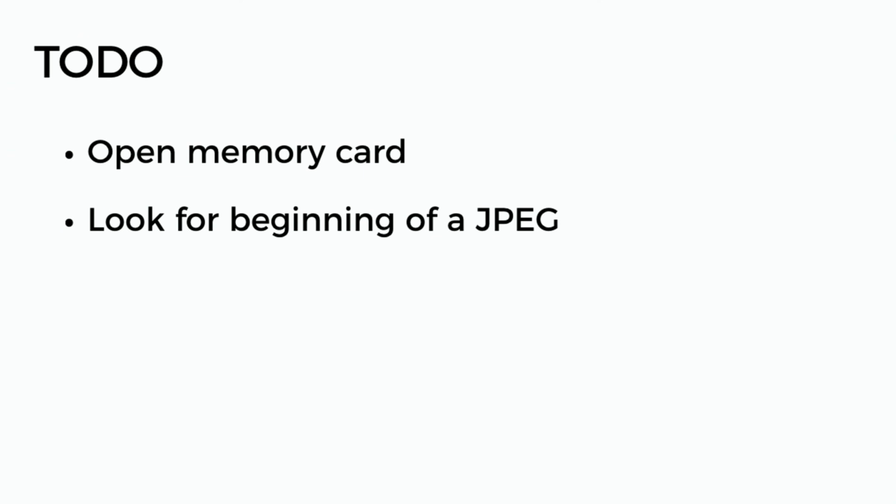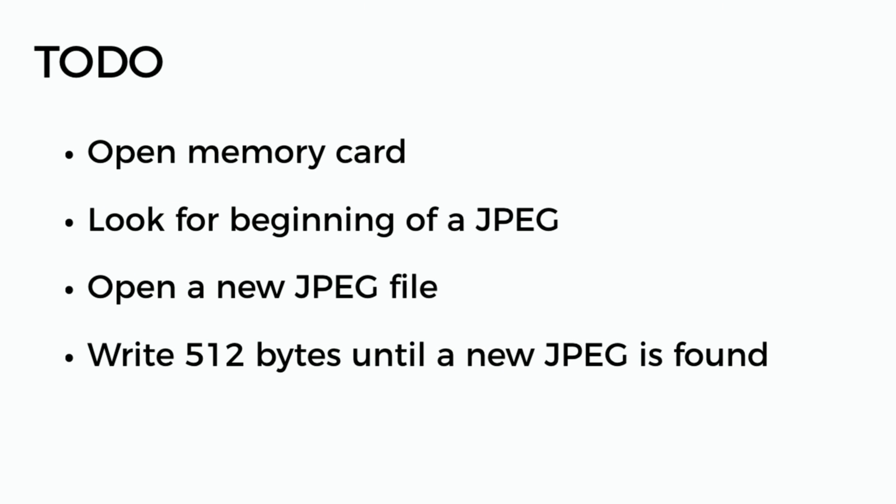Well, first, you're going to want to open the memory card file that we'll give to you. Then, you're going to look through that memory card file for the beginning of a JPEG file. Once you find a JPEG file, you're going to open a new JPEG file that you're going to start writing to, and you're going to keep writing data in 512-byte chunks until you find a new JPEG file, at which point you can close the old one and start writing the new one.